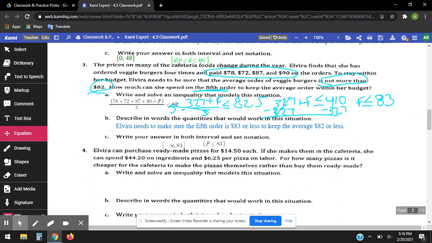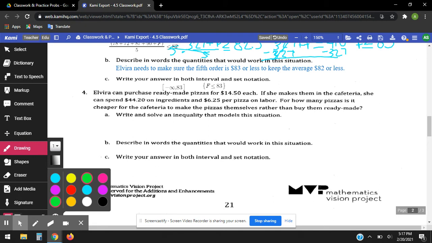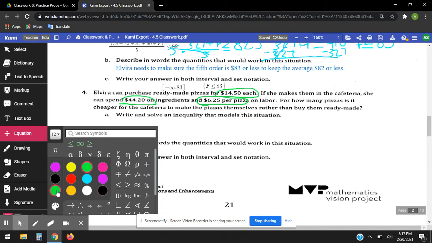Okay. Next, Elvira can purchase ready-made pizzas for $14.50 each. Let's go ahead and mark that on here. $14.50 each. If she makes them in the cafeteria, she can spend $44.20 on ingredients and $6.25 per pizza on labor. For how many pizzas is it cheaper for the cafeteria to make the pizzas themselves rather than buy the ready-made? So let's start with what they can do themselves.